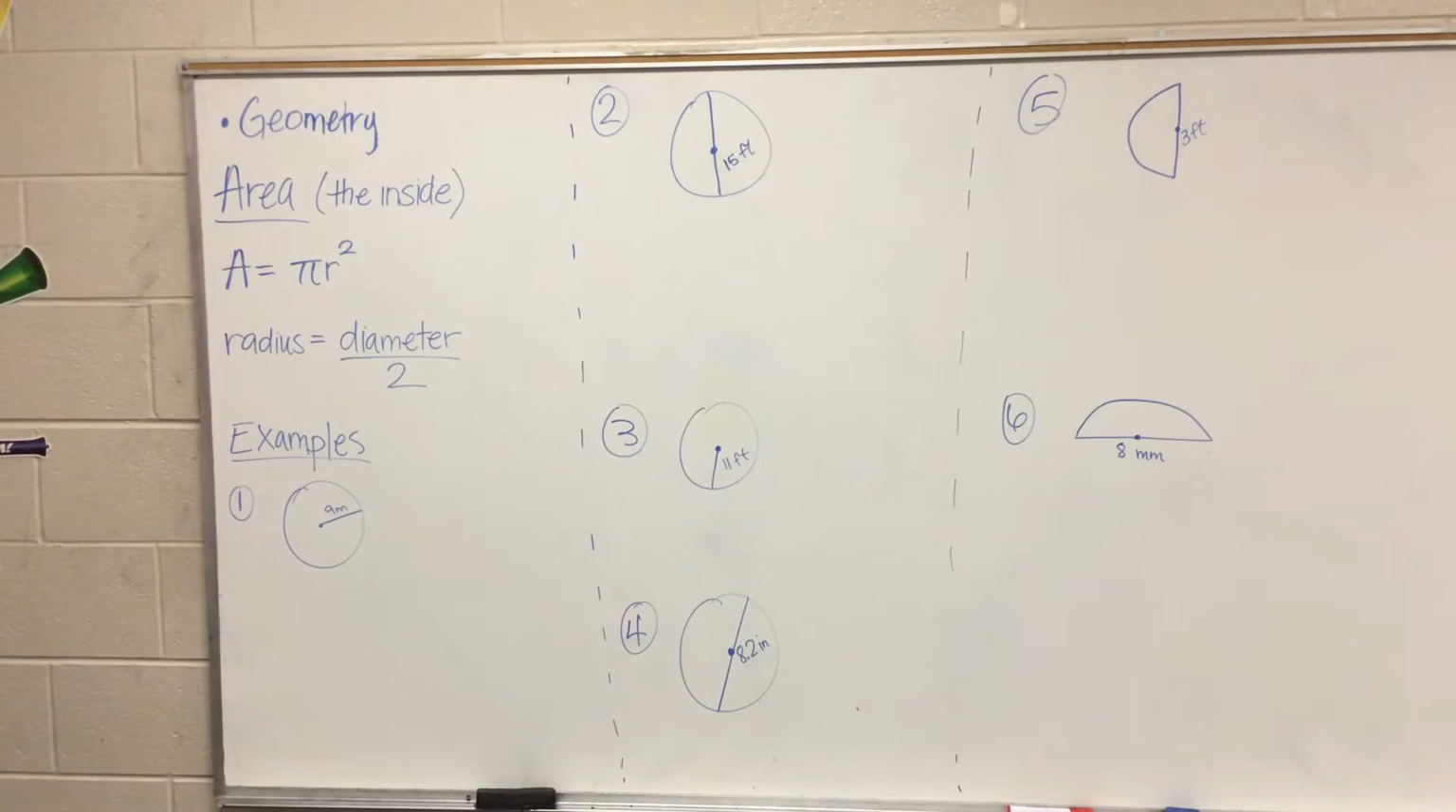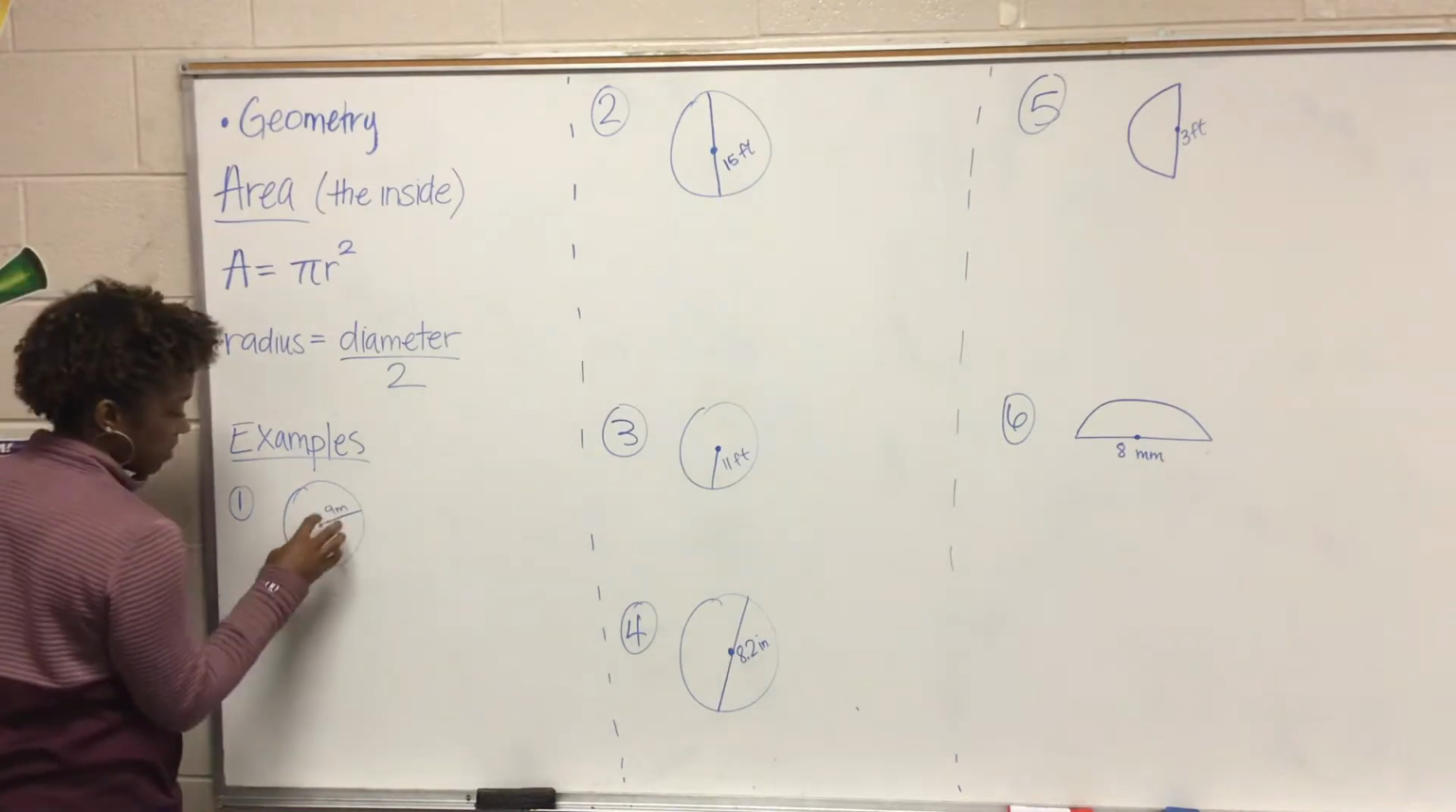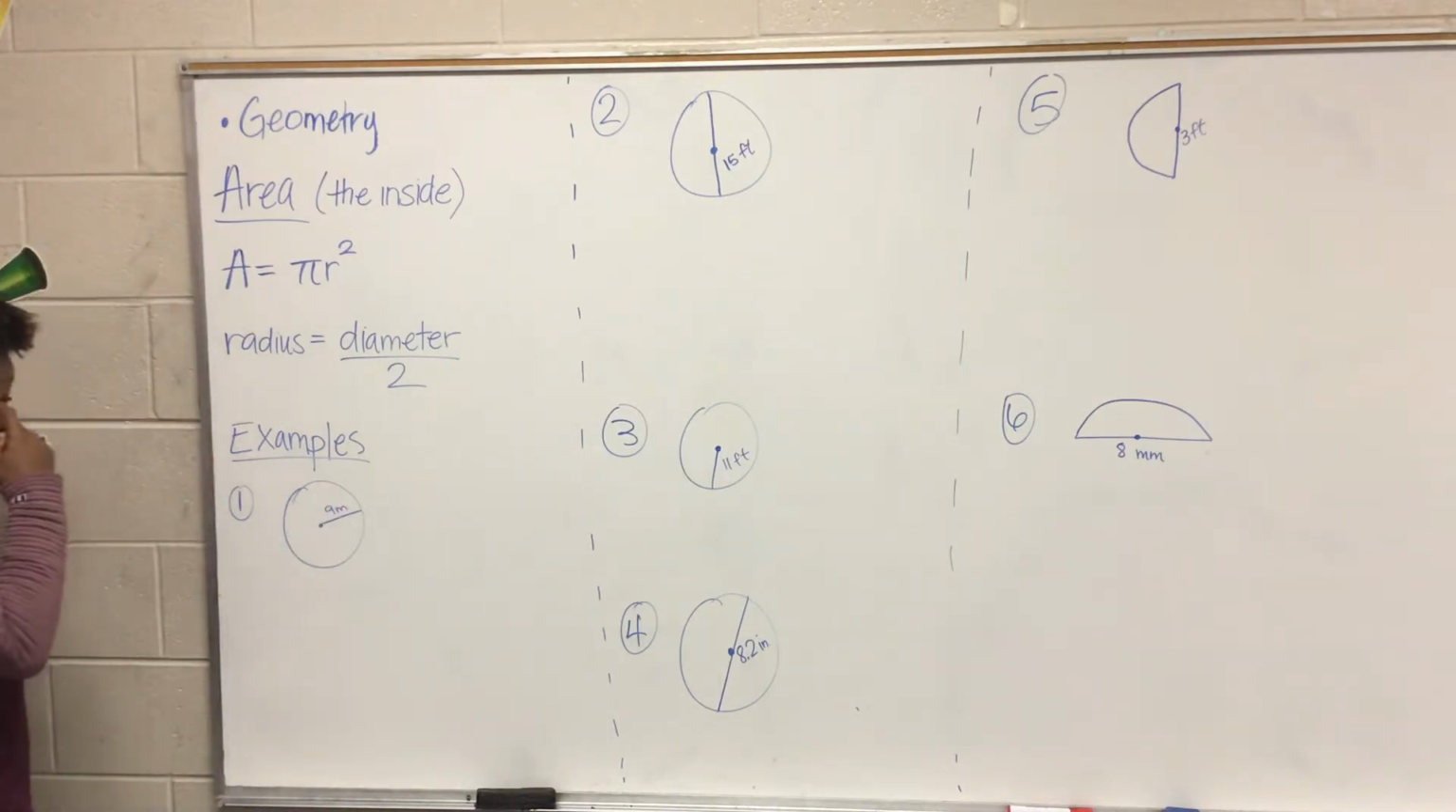On this beautiful day, we're going to talk about area. Good old area. When you're thinking about area, that is the inside of a shape. If it is perimeter, that is what's going on around the outside. But when we're talking about area, it's everything on the inside.